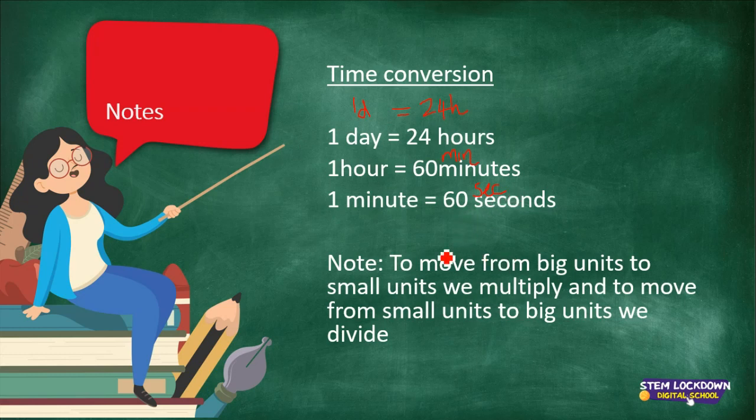Now, how do you convert? To move from big units to smaller units, obviously minutes are bigger than seconds, we must multiply. To change 1 to 60, you must multiply 1 by 60 to get 60. And when you move from small units to big units, for example, here we are moving from hours to days, we are dividing. To get one from 24, 24 must be divided by 24. So you divide. I think everything is simple thus far.